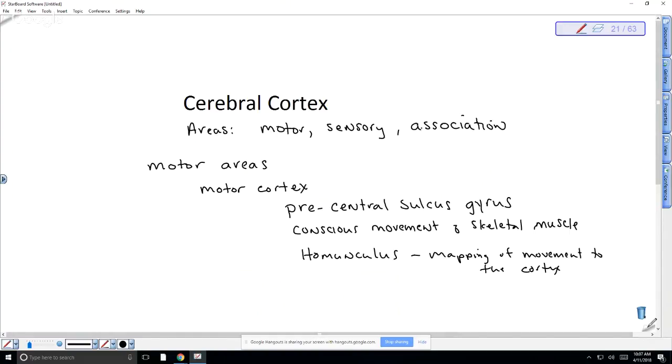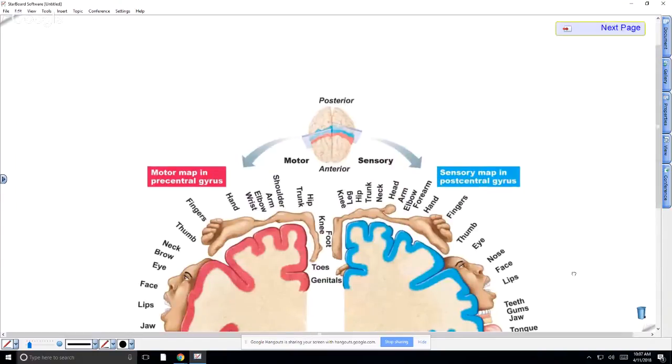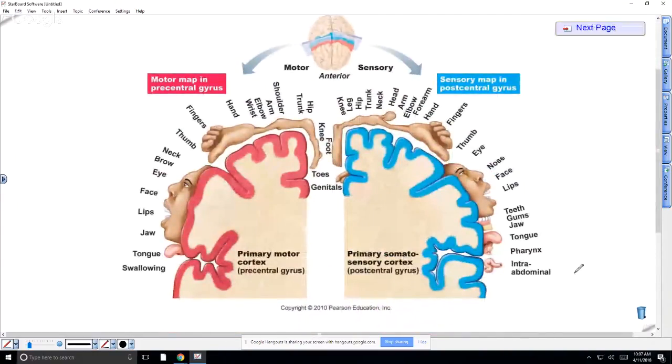So if we look at an image that shows this, you might have seen something similar right here. On the red side is the motor area. The gyrus that is behind the central sulcus is the somatosensory area. That's touch and also perception of movement, like in the joints. And you'll notice here that the body parts are mapped.